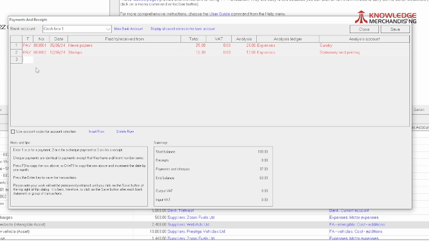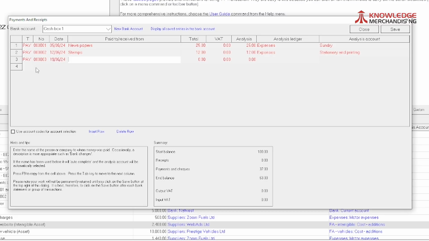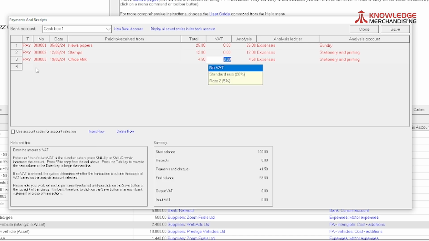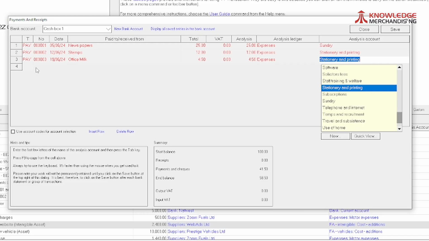expenses. Next one, pay 3 and date is 19th of June 2024, office milk. The amount is 4.5 and no VAT, and expenses. In the expenses, this comes under sundry expenses. You can put it under sundry.